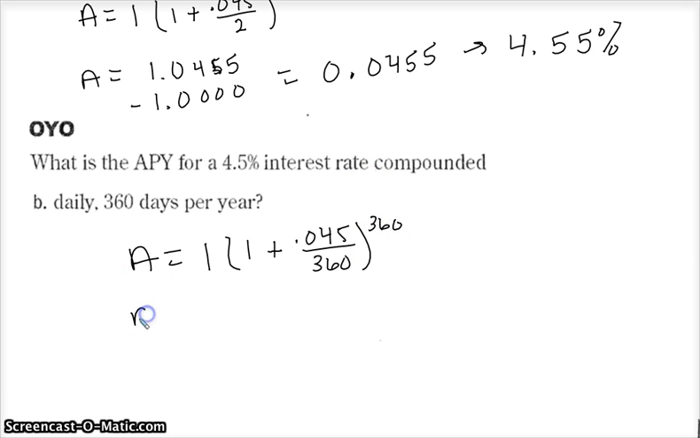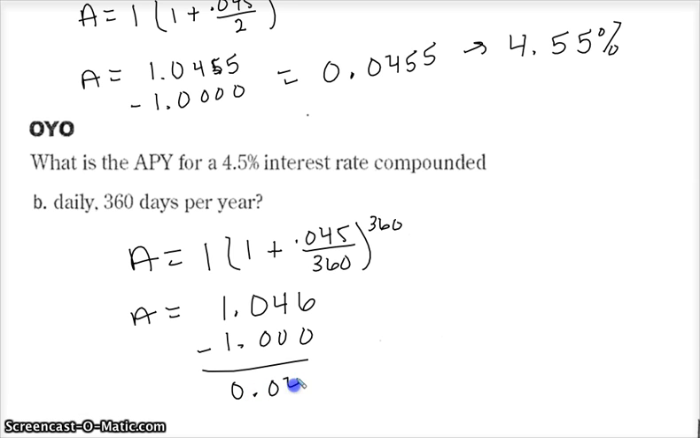We find out that the amount in the account after 1 year is equal to 1.046. If I subtract my initial investment of $1, I'm left with 0.046. So my APY is 4.6%.